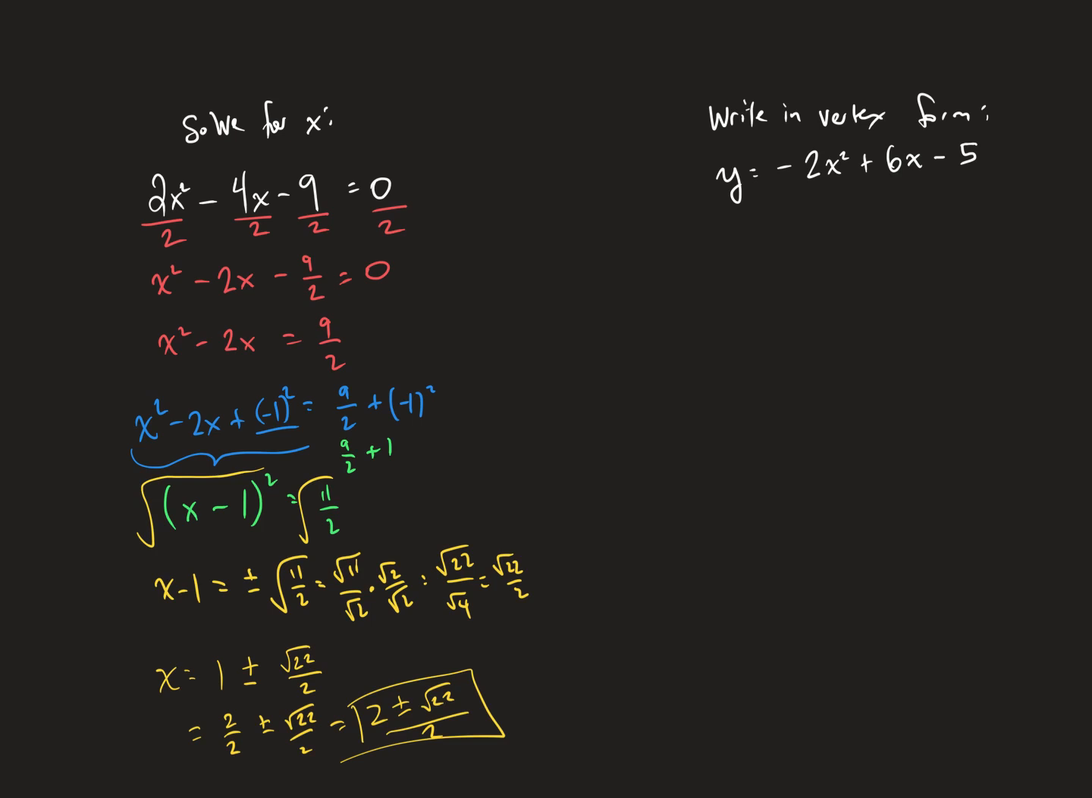Now, if I look at this other side where I'm trying to write it in vertex form, again, I have to get the x squared coefficient to be 1. So in this case, I'm going to have to divide everything by negative 2. That includes the y. And again, the process is going to be the same as it was in the last example. Move the constant to the other side.